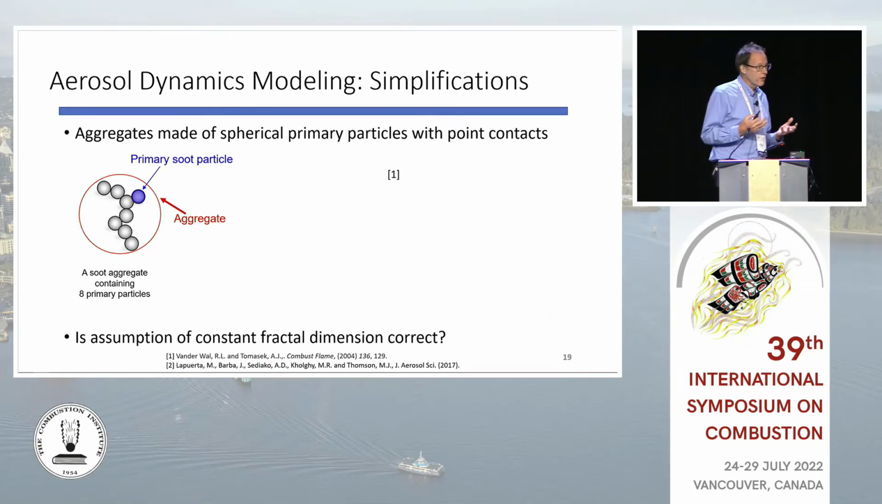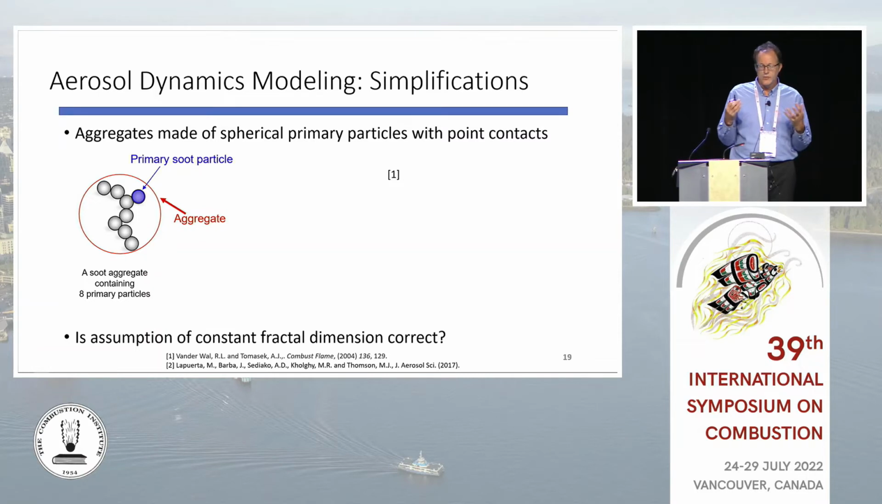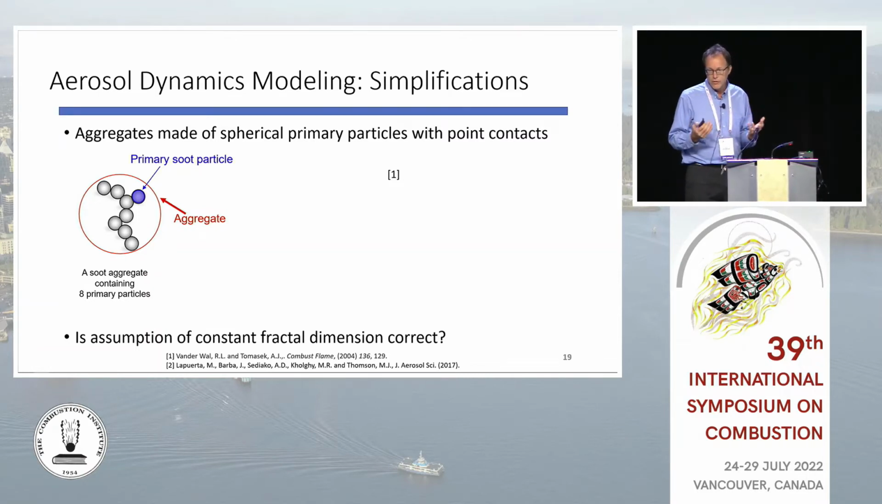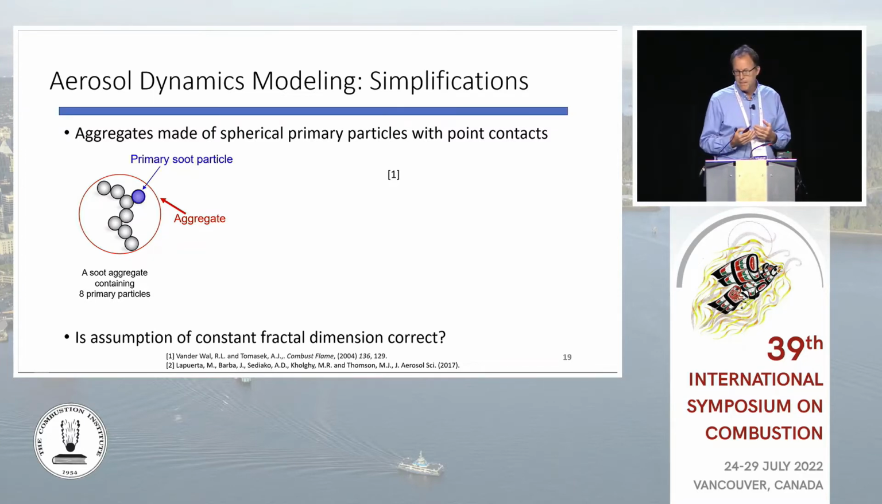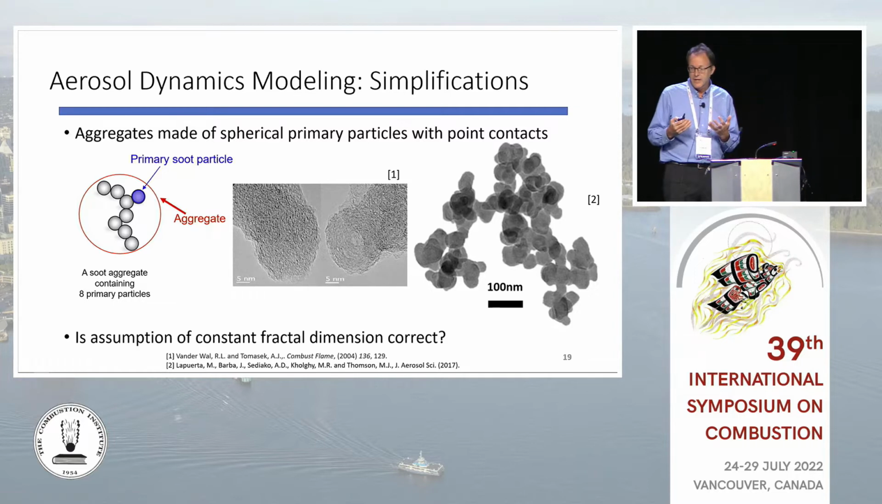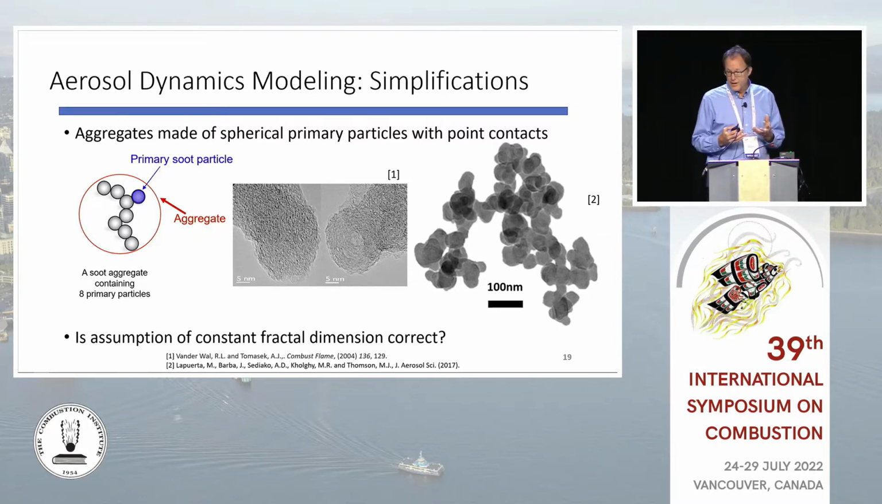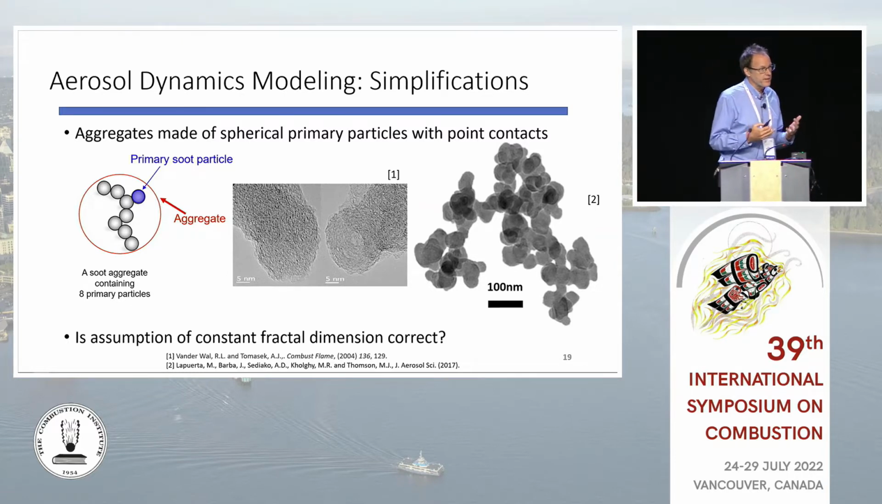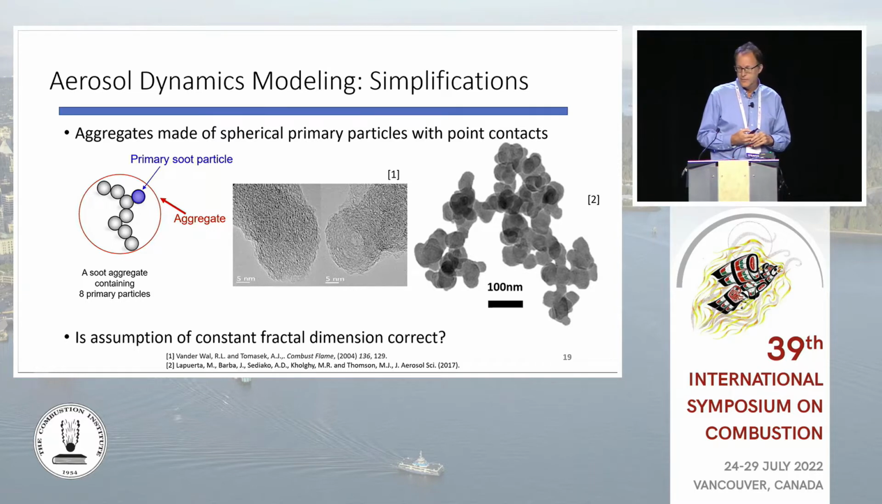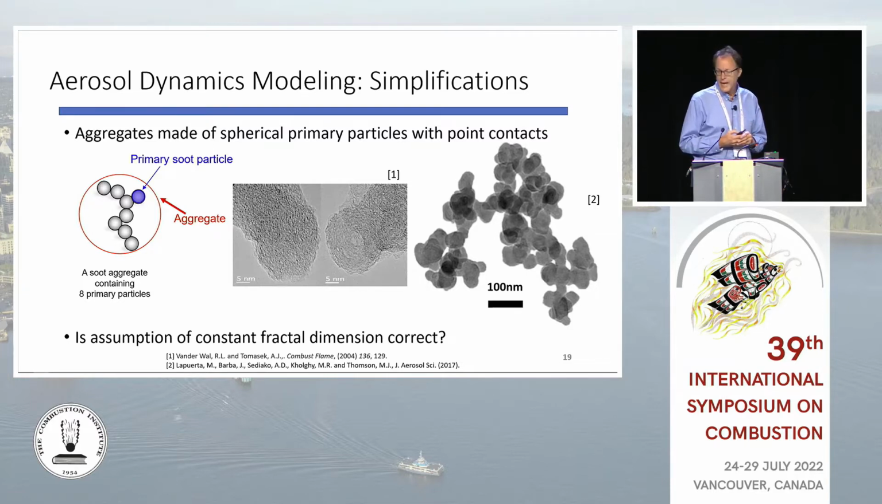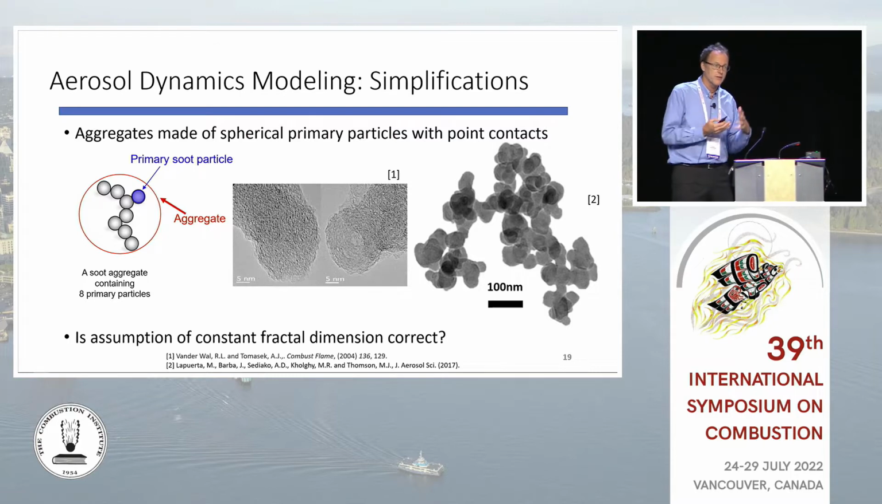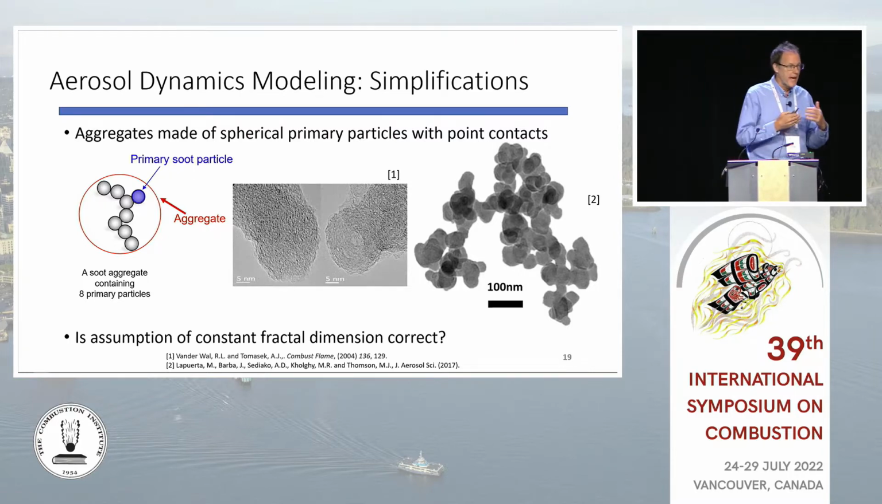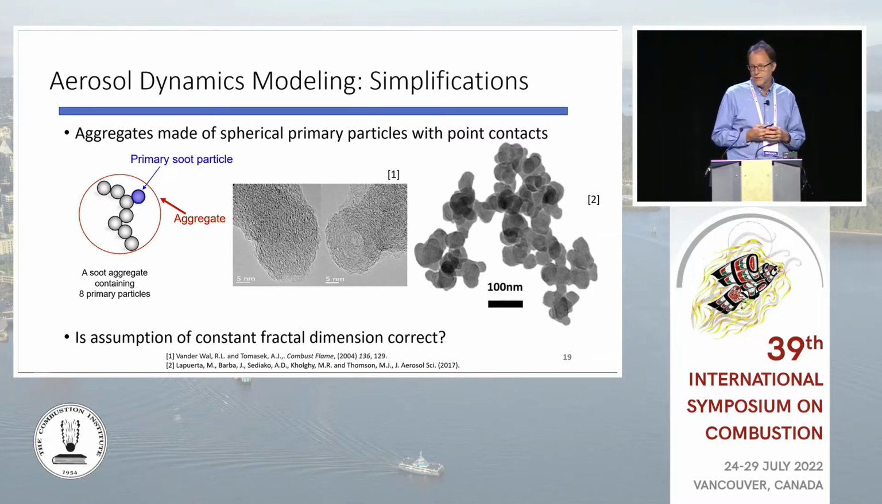Looking at aerosol dynamics, there are a number of simplifications that are important to keep in mind. Your typical soot model assumes that you have spherical primary particles with point contacts. But if we look at TEM images, we see that primary particles are not necessarily spherical, and they also have necks. They're not joined at a point contact. Researchers have looked at this, and under certain conditions, this can create a significant error in the soot predictions. Another assumption that is often used is a constant fractal dimension for the soot particles. And obviously that's not, strictly speaking, correct. The fractal dimension changes as the aggregates grow and evolve in the flame.